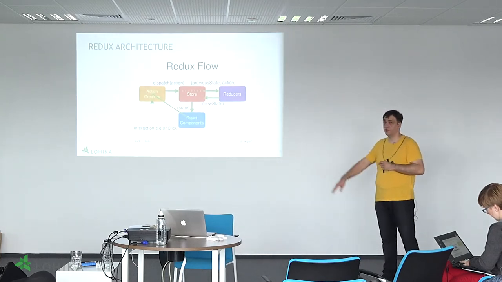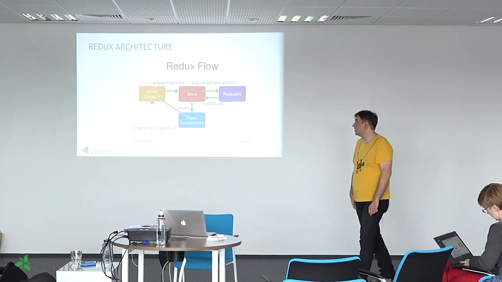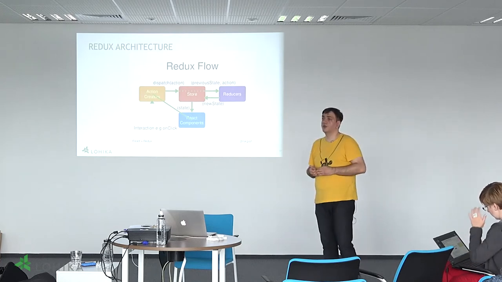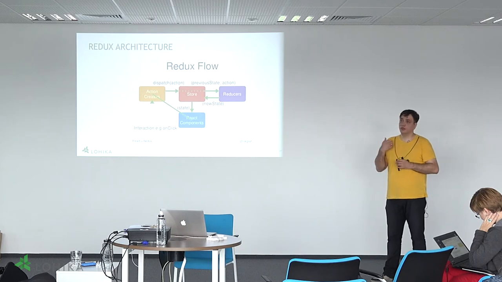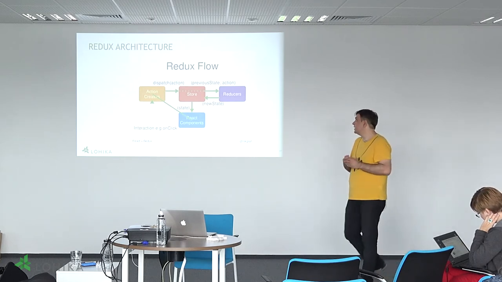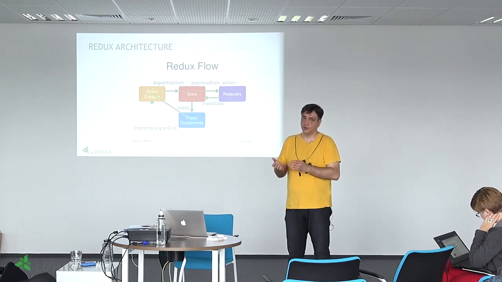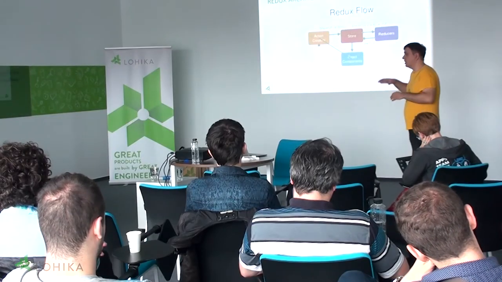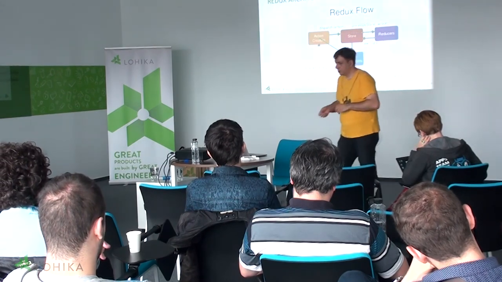You still have React as a view layer. Then you have action creators, which we already saw. You just throw the action. Then you have a single store, which keeps all the data, and that store calls the reducers. Those reducers are just functions that return a new state. You can have multiple reducers, and everything will be combined into one state that your application works with.